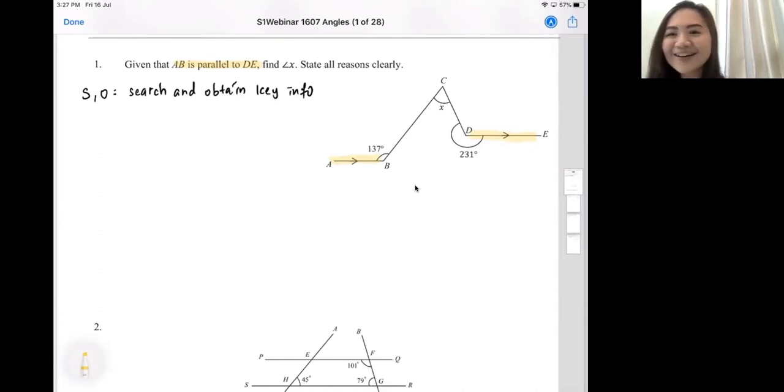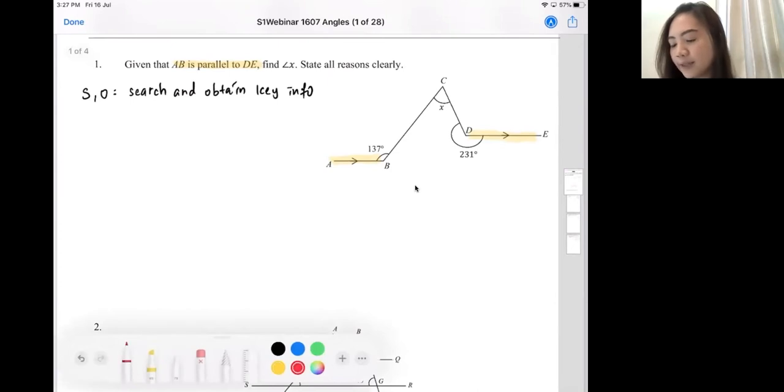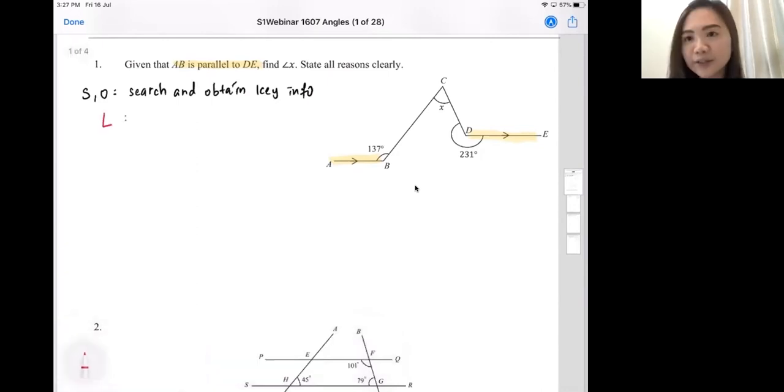These two lines are parallel. Search and obtain key information. So AB parallel to DE. With that, we will have to recall the three important angle properties related to parallel lines. This will come under list all methods.